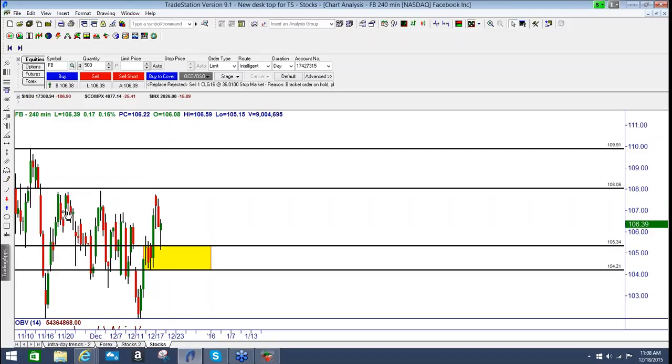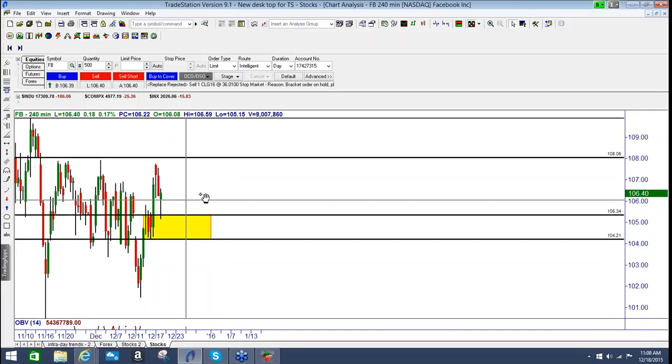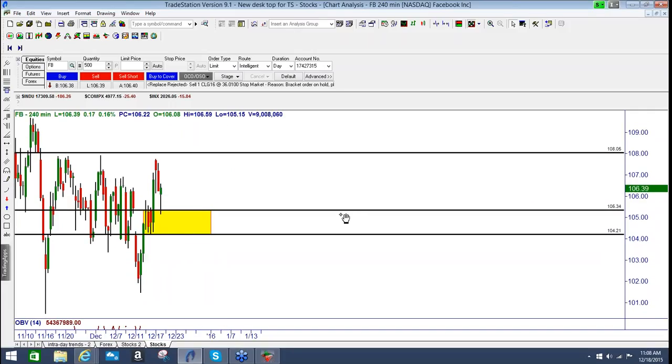Where is it? You know what? I was wrong. I thought it was still down in your zone, in your yellow. Yeah. So it popped up already. It's up over $1 already, yeah. I'm late to the party.